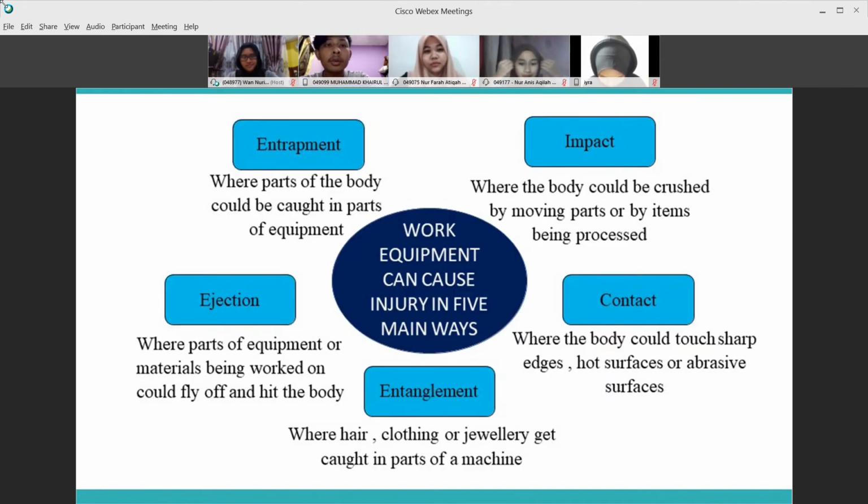Next, work requirements can cause injury in 5 main ways: entrapment, impact, contact, entanglement, ejection.